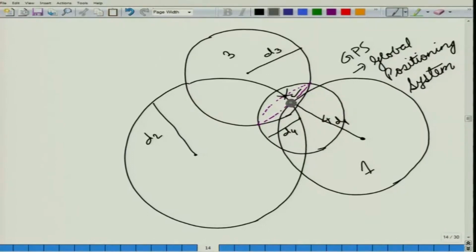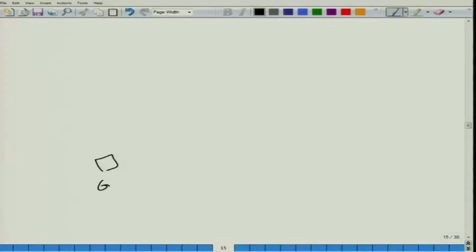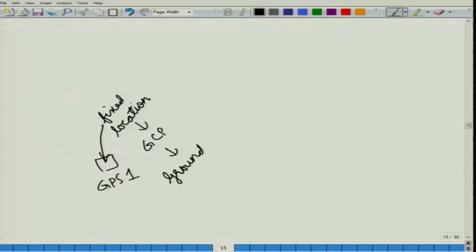Now, to reduce that circle, if we wanted to know our position with a greater precision, what we would do is we would take 2 devices. So, we would have a GPS 1 that is kept at a fixed location, also known as a GCP, that stands for a ground control point.